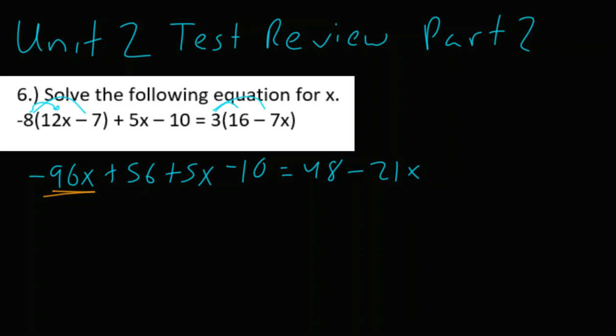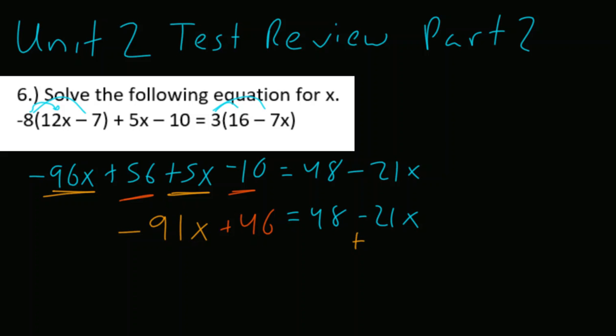I know that negative 96x plus 5x will give me negative 91x, and of course, we know that 56 minus 10 will give us positive 46. Now this is equal to 48 minus 21x. Now I've had some students recently show some confusion on what you should move first, x's or constants. We always want to get rid of our x's first.